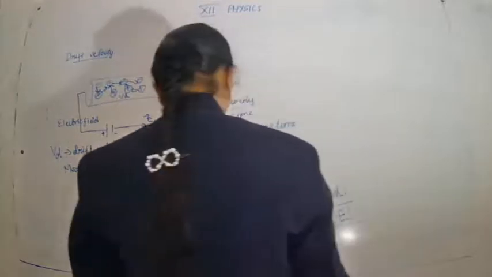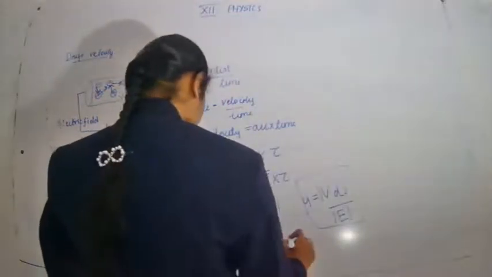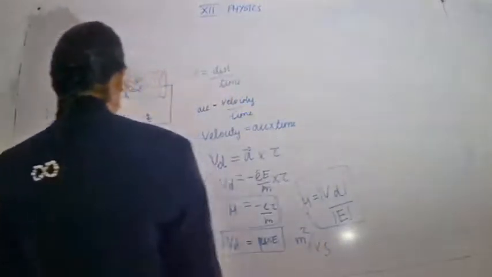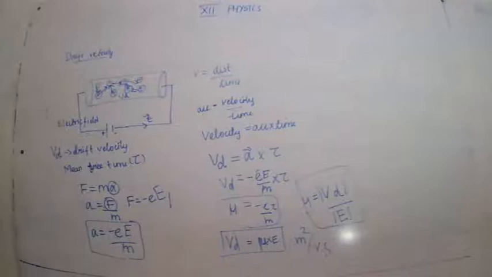The SI unit for mobility is meter square per volt second.